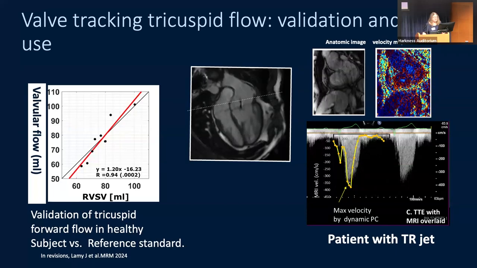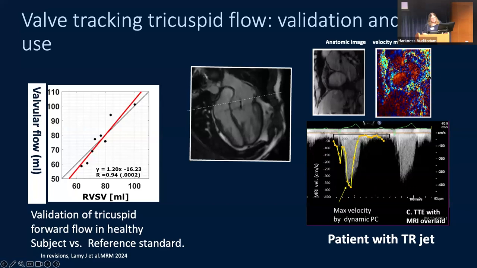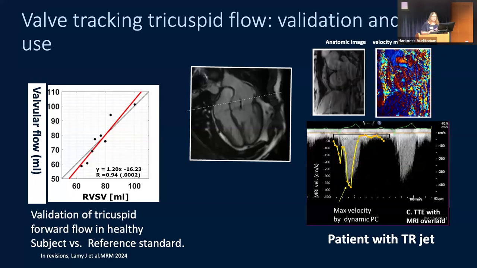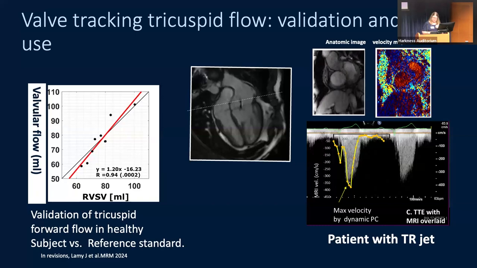And here you can see that when we put a slice above the valve, you can see a jet, which is a tricuspid regurgitant jet. And in the anatomic and velocity map, you can see right in systole, there's this sharp jet. And when we correlated it to echocardiography, we can see that the maximum velocity matches perfectly. So this is a patient with a TR jet where we actually were able to measure that TR jet. And that's what you really need for diastolic dysfunction.